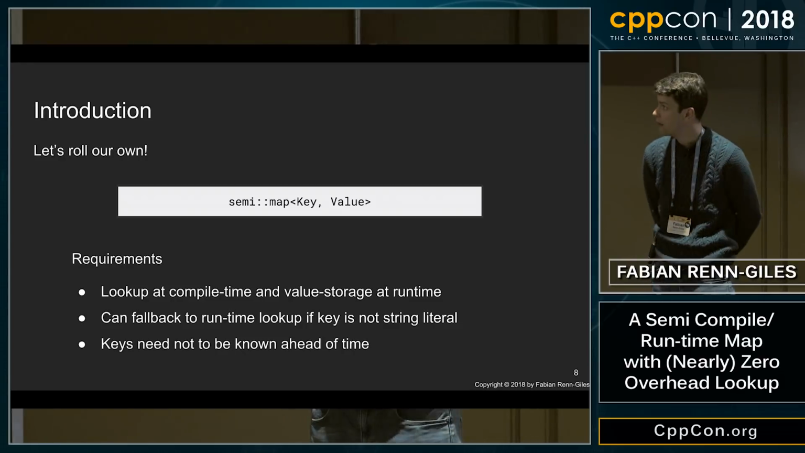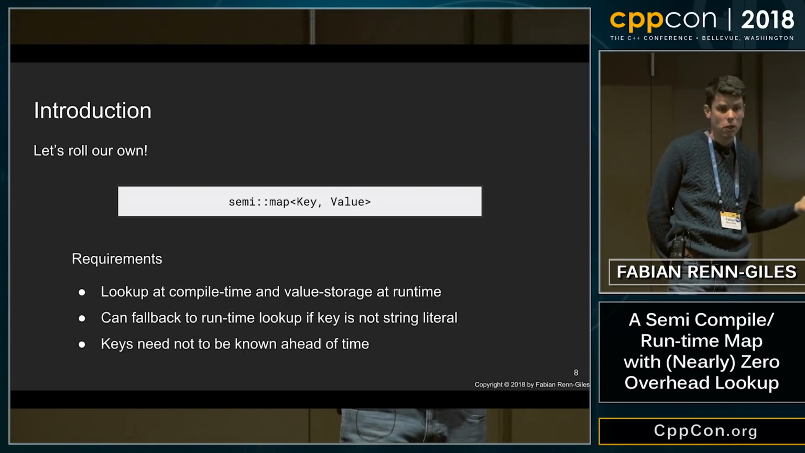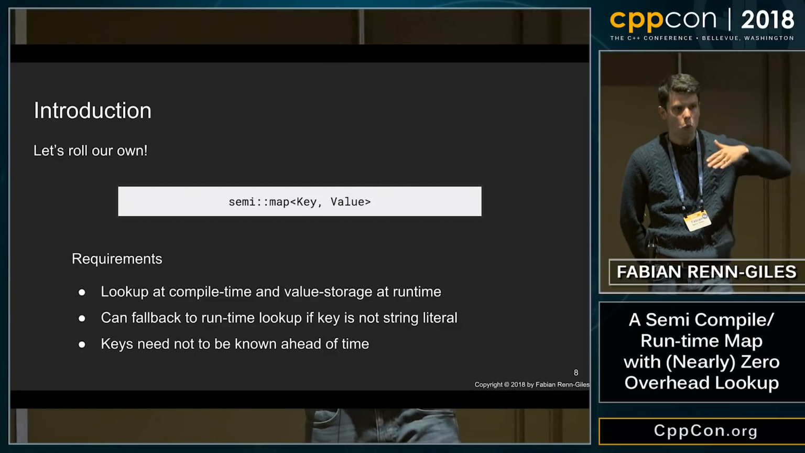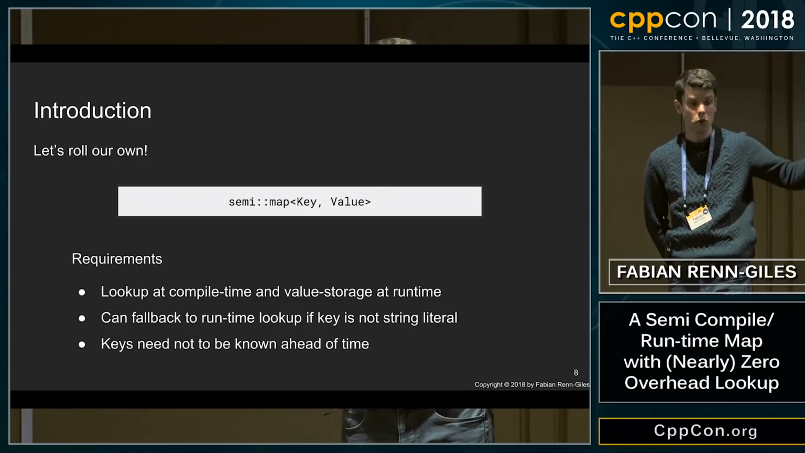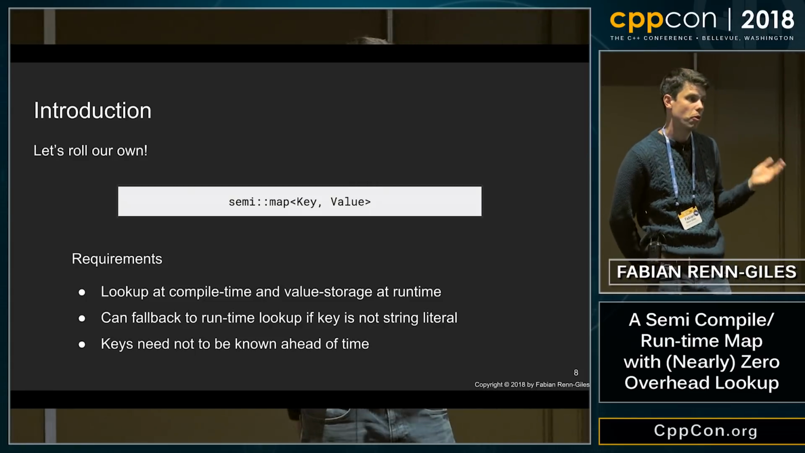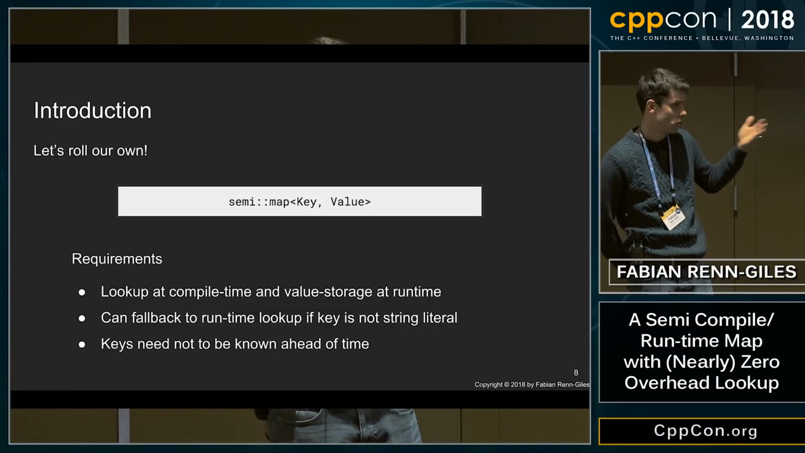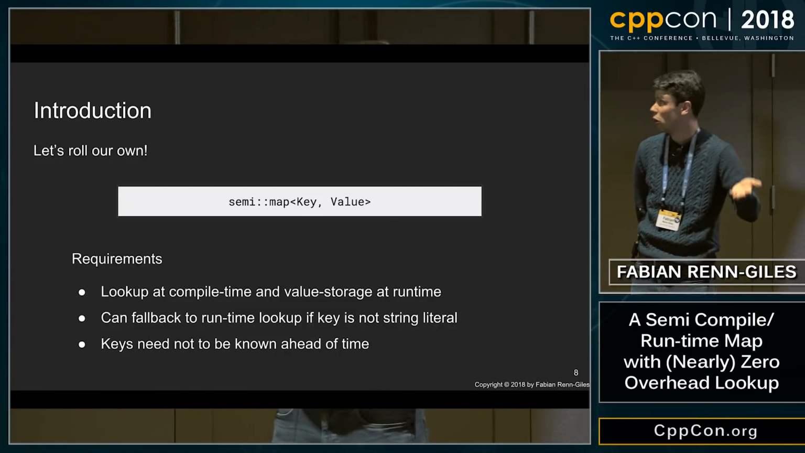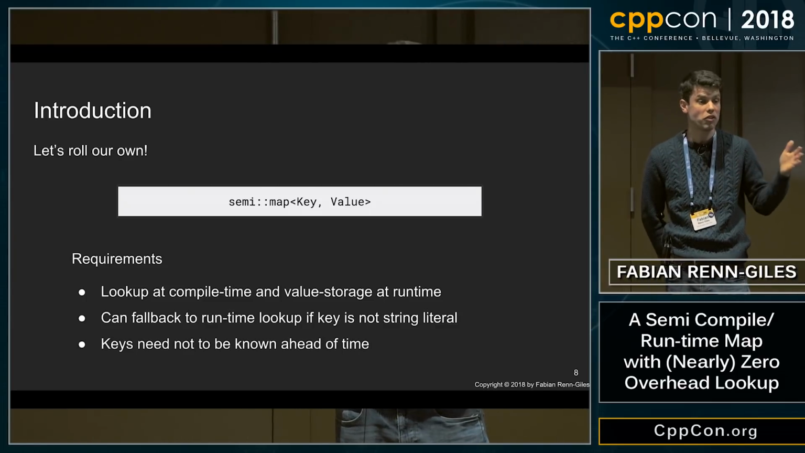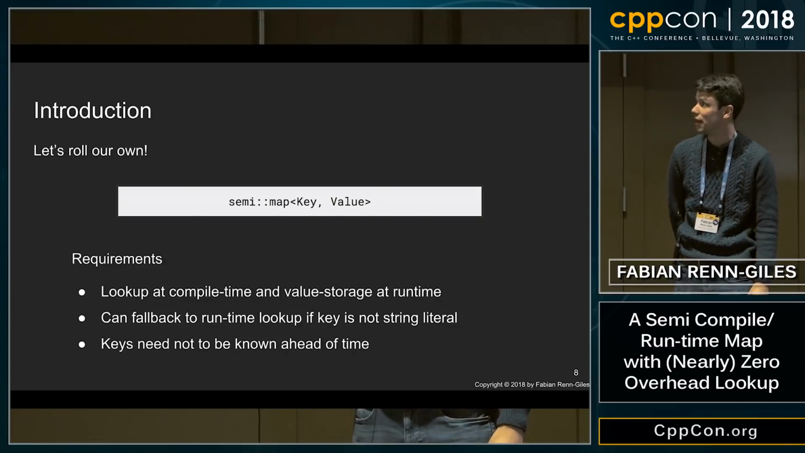I called it semi-map. Just to reiterate the requirements, we want the lookup to happen at compile time. So where the values are stored in memory, that should be decided at compile time, but the storage, modifying those values, should be possible at runtime. If the key is something coming from a user, let's say from std::cin, then we want the lookup to happen at runtime. And I don't want to have to specify all the keys in advance.